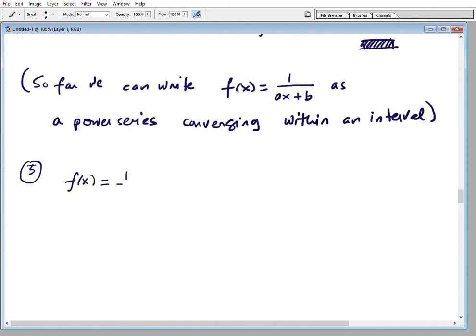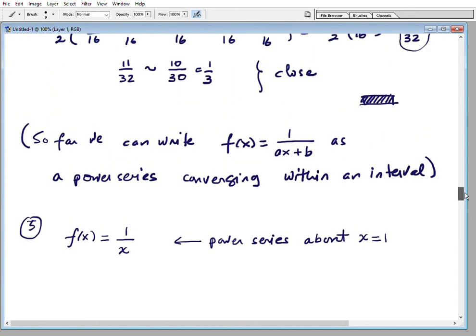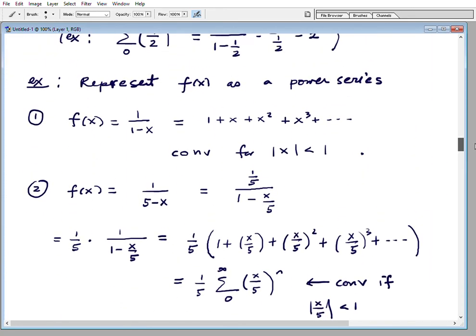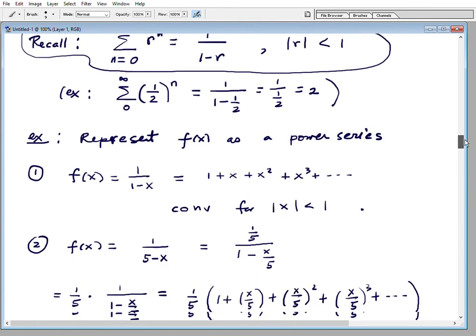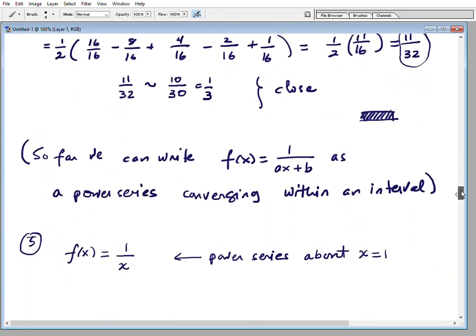We're going to be using this later, so we want the power series of 1 over x. Now, it can't be centered at 0 because that would make the denominator 0. So we want a power series about x equal 1. And we're going to, again, go all the way back. We're just using this again, that the geometric series is 1 over 1 minus r. We're going back to that again for this example as well.